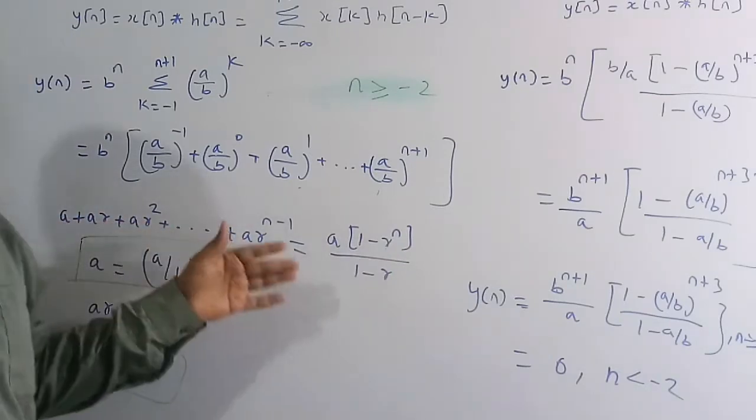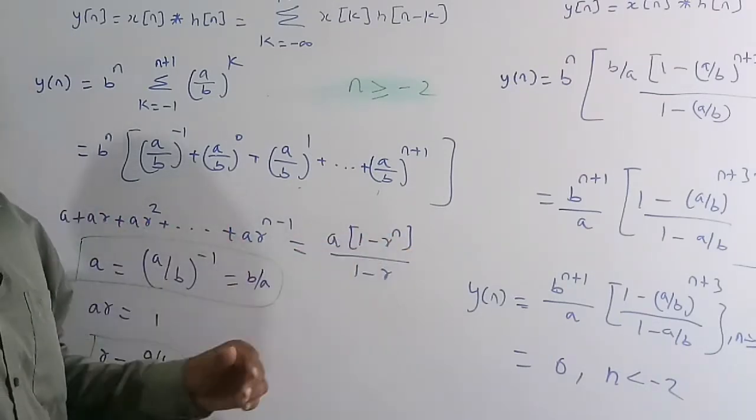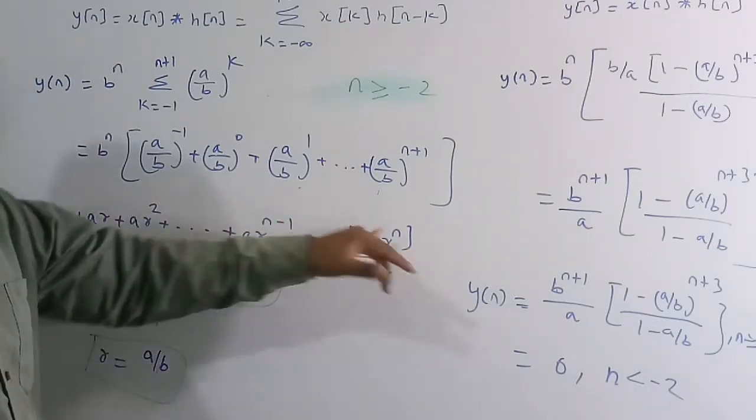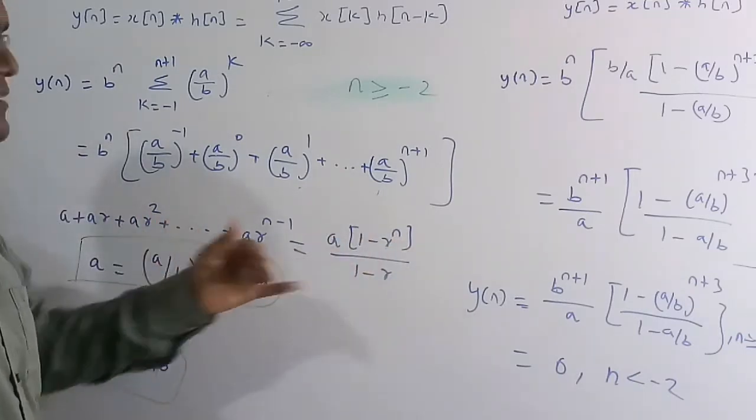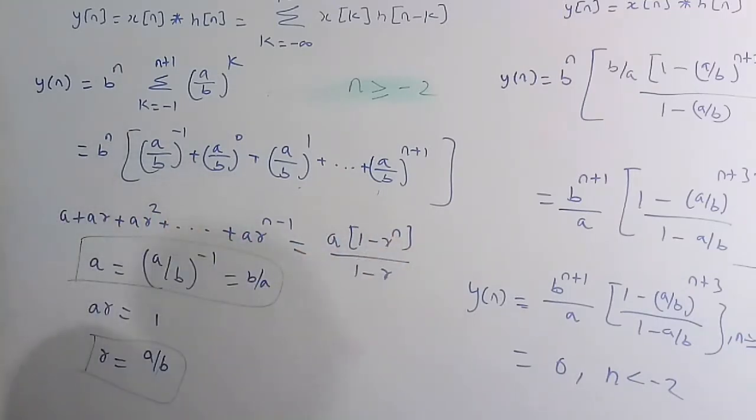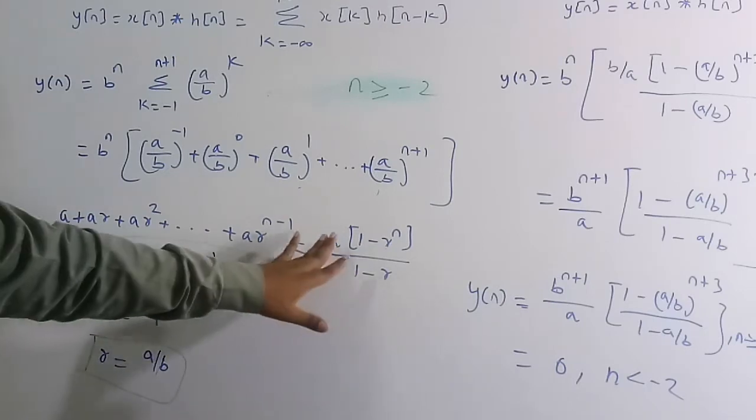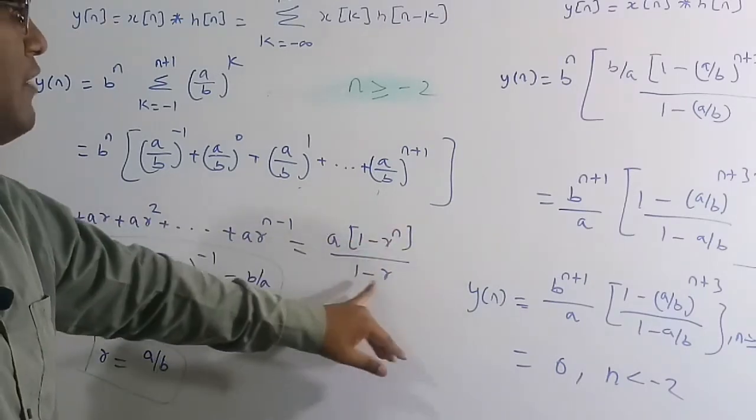Suppose if there are n plus 3 terms, you have to keep n plus 3 here. See, the number of terms in this expression has to be n. Suppose if it is n plus 3, substitute n plus 3 terms here. So similarly, if you substitute here, the basic formula is a into 1 minus r whole to the power of n by 1 minus r.